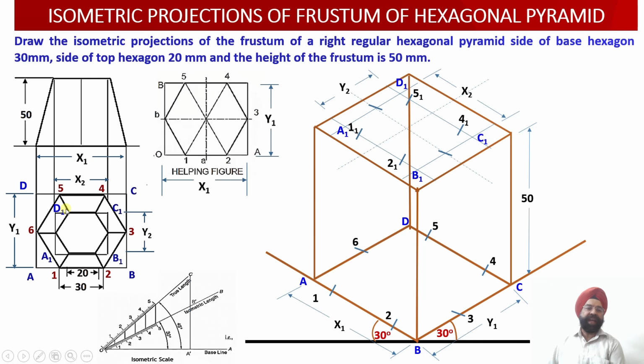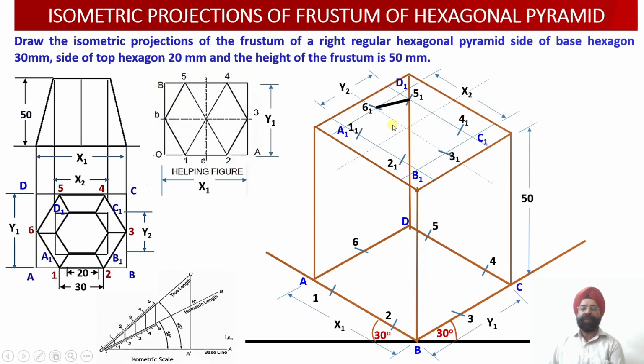So if this is 5, this point will be 5, 1. If this is 4, this point name is 4, 1. If this is 3, the name of this point is 3, 1 over here. Similarly, B1 to 3, 1 point and A1 to 6, 1 point. Please check, this is B1, this will be 3, 1. So this distance is equal to A1 to 6, 1 distance. So all these points of the top face have also been located corresponding to the hexagon at the top face of this frustum.